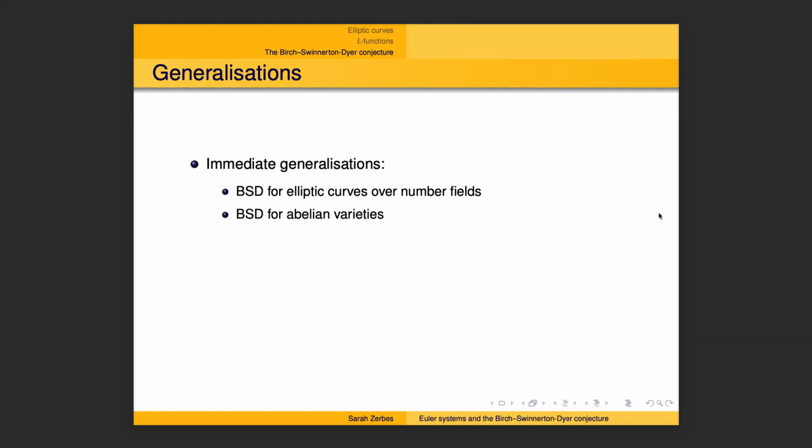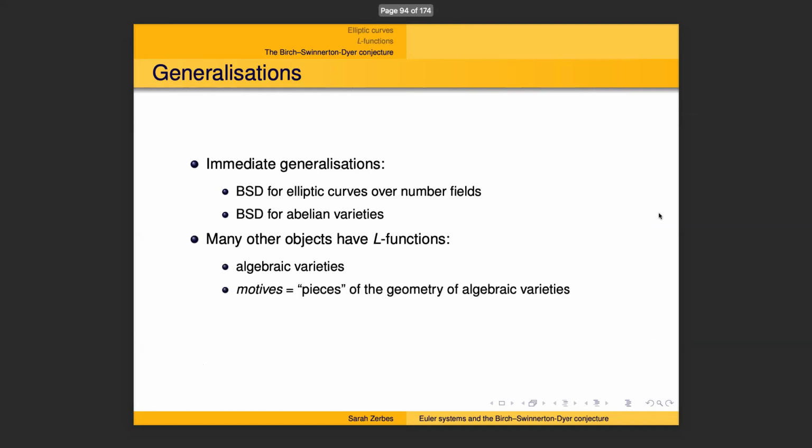One can replace an elliptic curve by an abelian variety. But then there are also many other objects which have L-functions attached: general algebraic varieties defined over Q or over a number field, and more generally, something called motives, which, well, no one really knows what a motive is, but one should think of it as a piece of the geometry of an algebraic variety. So the question is, can one formulate an analog of the BSD conjecture for these more general L-functions?